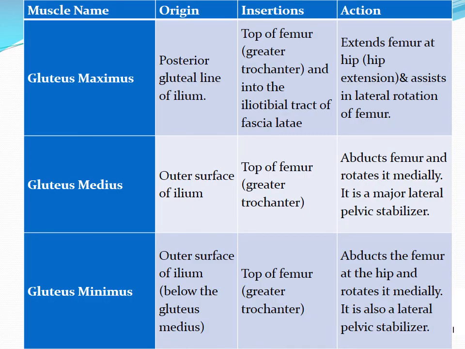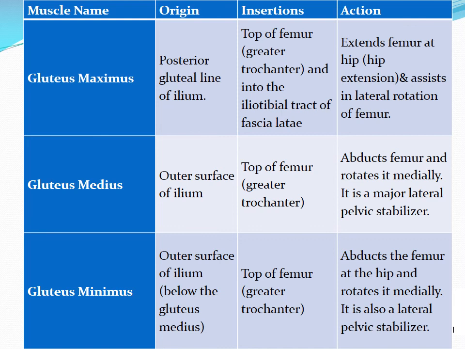Gluteus maximus, picture a skater. It's going to go from the posterior gluteal line of the ilium, so it starts at the pelvic girdle. It will attach to the top of the femur, into the greater trochanter and into the iliotibial band or iliotibial tract. The gluteus maximus extends the hip, and it will externally or laterally rotate the femur. So picture skating. Imagine what it's like when you go to skate, you extend and you externally rotate. That is what the gluteus maximus does.